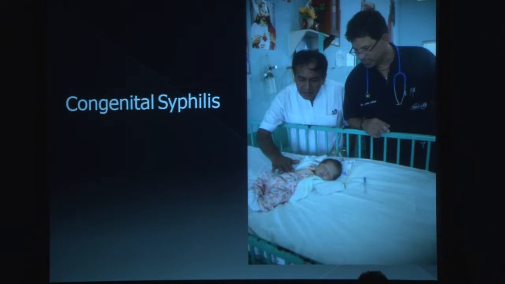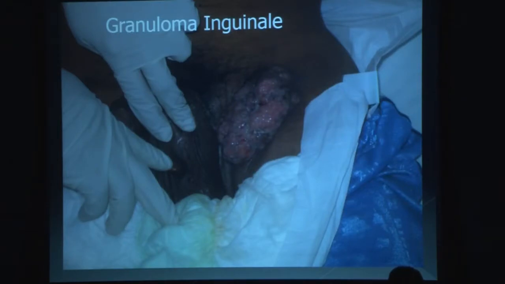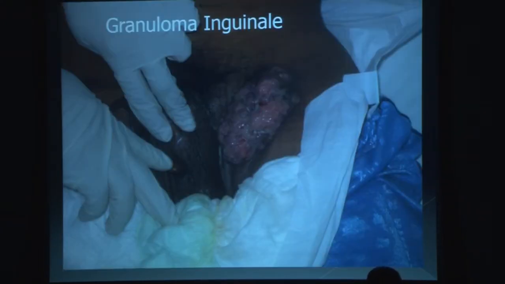Congenital syphilis. This is me and Moises taking care of a baby that was born with syphilis. This is a sexually transmitted disease called granuloma inguinale caused by a bacterium named Klebsiella. This patient, though, was dually infected with HIV. So this infection is going all the way through his body, and he died.